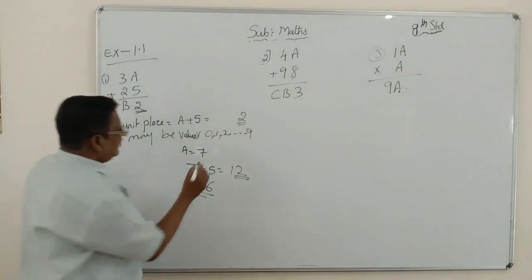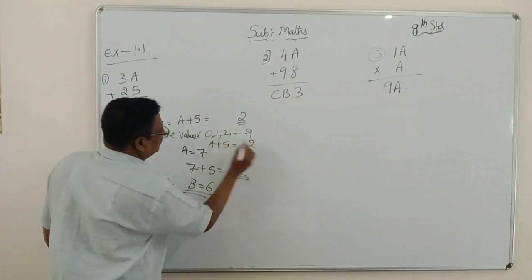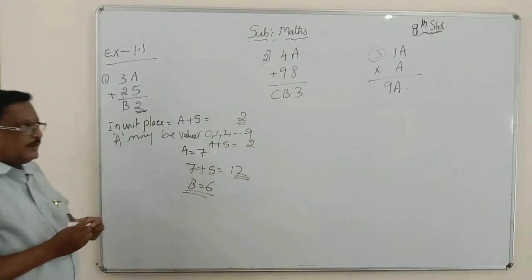Here, A plus 5 is equal to, this is the A value and B value.